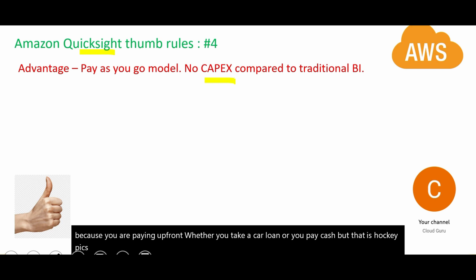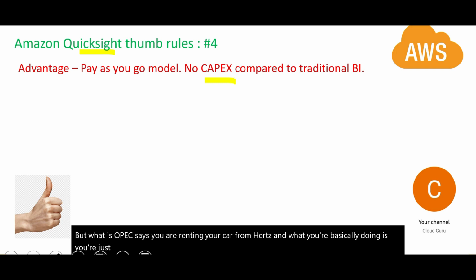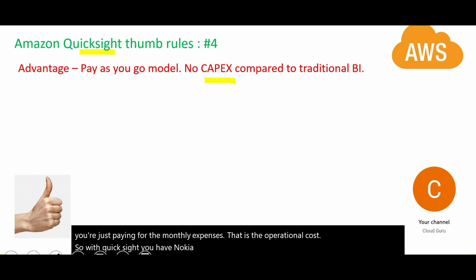But what is OPEX? It is like renting your car from Hertz, and what you're basically doing is just paying for the monthly expenses. That is the operational cost. Okay. So with QuickSight, you have no capex, and that is the difference if you're using Tableau or Power BI or something else.